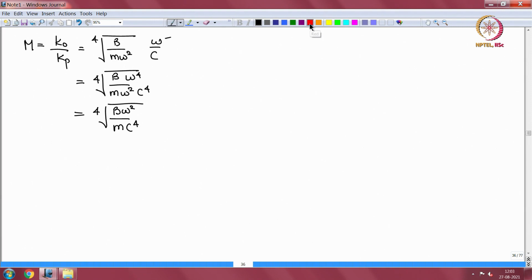Now this quantity, from the previous page, is omega c squared, the denominator. So this is equal to the 4th root of the square root of omega square by omega square c, the coincidence frequency, and therefore this is equal to omega by omega c. So this is the non-dimensional frequency parameter.